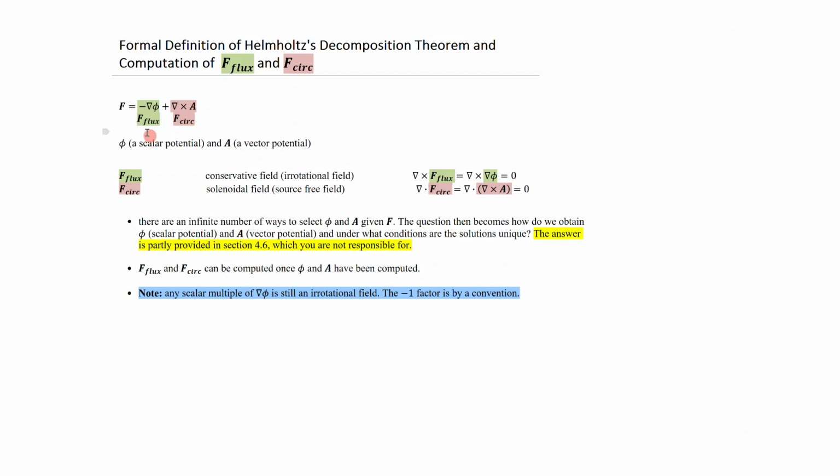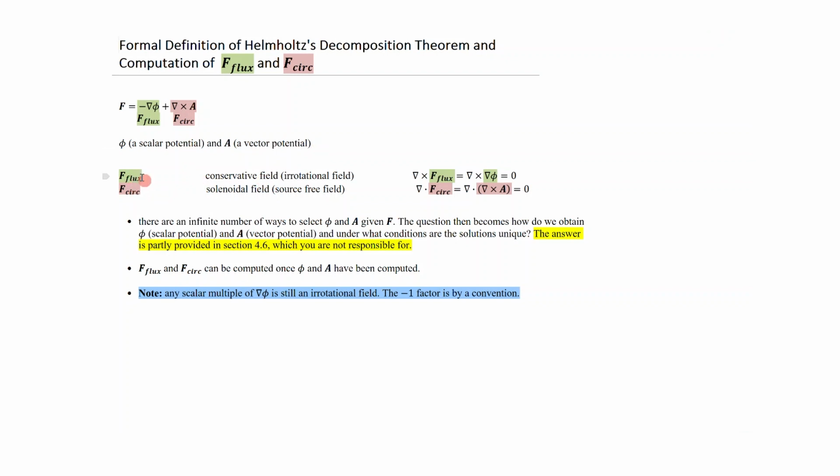And what we're saying is that the field which has pure source type behavior can be expressed in terms of the gradient of some scalar function phi. Now the minus term is here purely by a convention. Now this is typically the way it's written. And then the second term is the curl of some vector field A, and this basically represents the circulation component of the field. We call phi a scalar potential, and we call the A a vector potential.